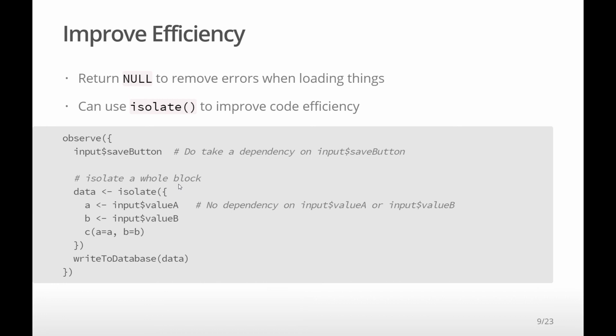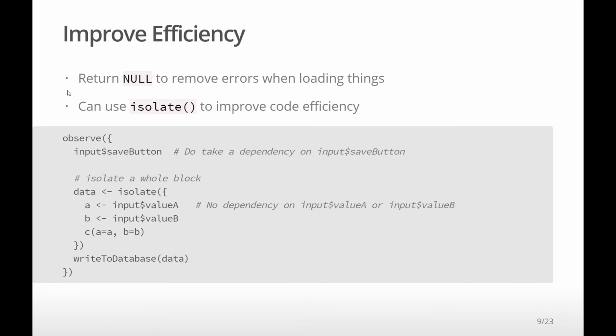But another thing to do might be to use the isolate function. Isolate removes the dependency on certain inputs. So here I'm using the inputs from these two things, but I might not want to update every time they change. I might only want to update whenever the user changes the save button, the action button. So this chunk of code here in this observe is only going to update when the save button changes, not when value A or value B changes. And again, that's because this is within an isolate. This removes that reactiveness, the need to reevaluate.